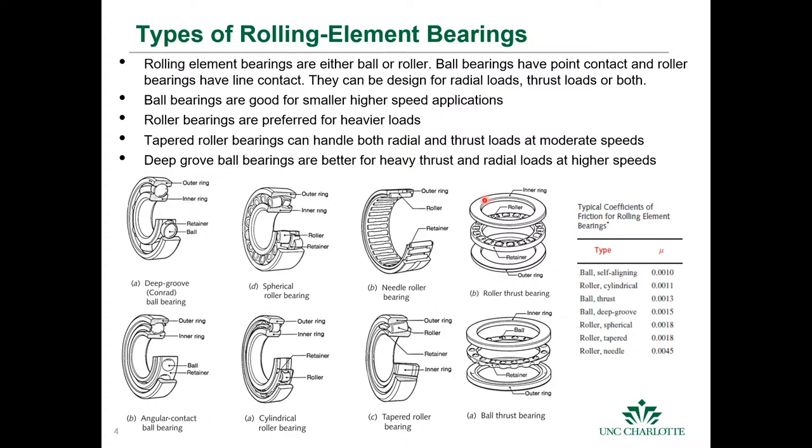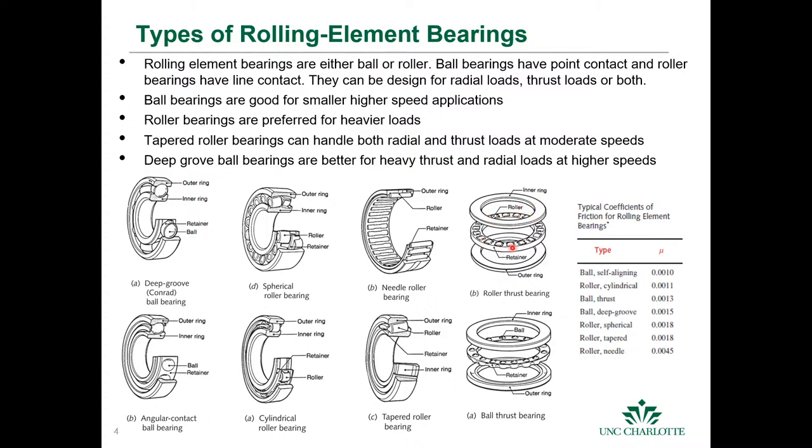These are pure thrust. This is a tapered roller bearing. It takes thrust and radial loads. These are for pure thrust loads. So you'd have your shaft or your weight on this inner ring. You'd have your retainer here and your outer ring, and this allows the relative motion between each other.